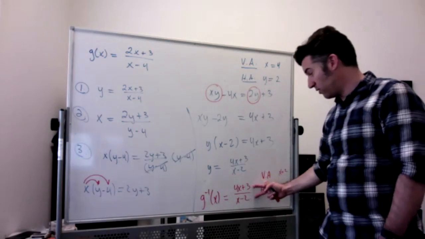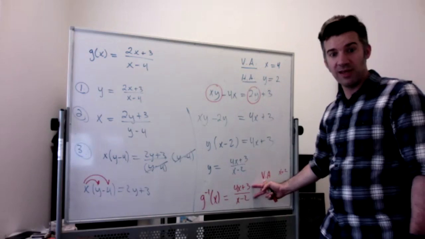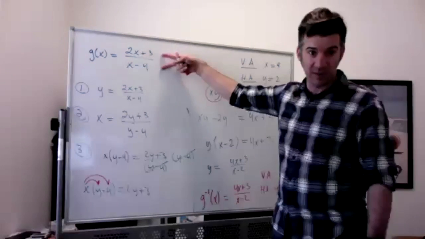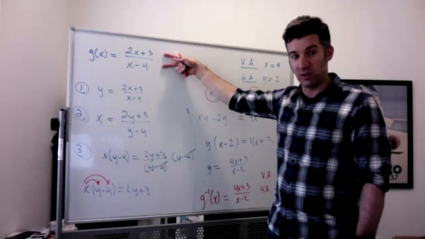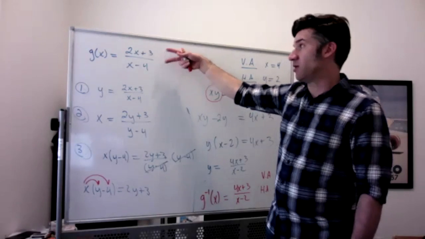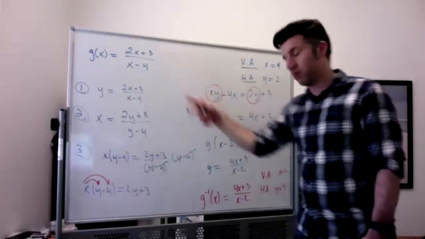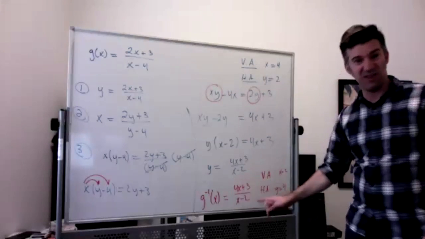So the domain of this function, which doesn't include 2, is the same as the range of this function. The range of this function does not include 2. If you graph this, you'll see it never equals 2. And vice versa. The domain of this is everything but 4. The range of this is everything but 4.